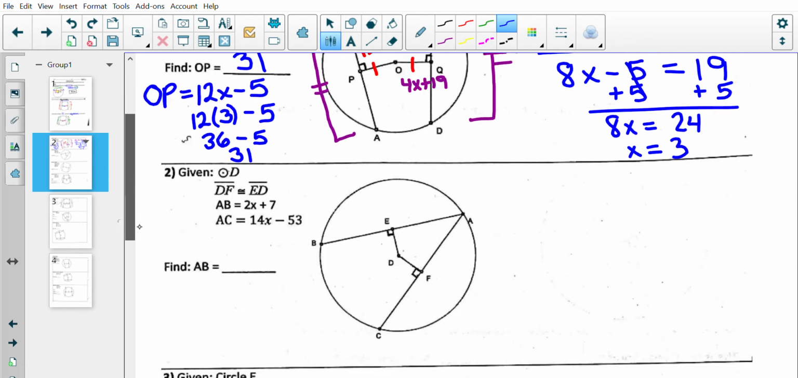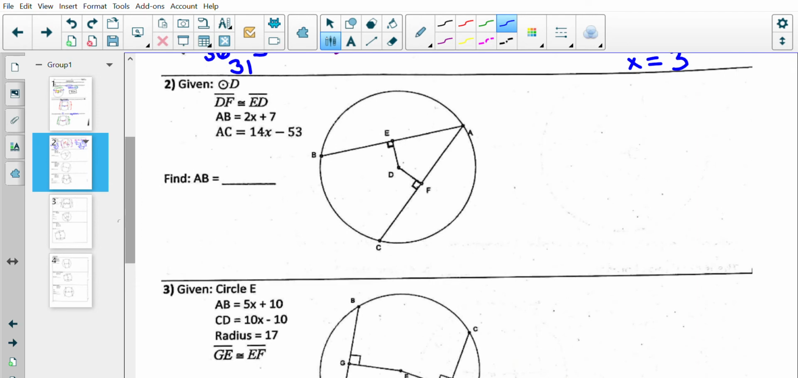Okay, moving on to the next one. Here we have circle D. That means the center of our circle is D. Then we're being told that DF is congruent to ED. So this time I'm telling you the perpendiculars are congruent. Well, we know if the perpendiculars are congruent, then the chords are also congruent.